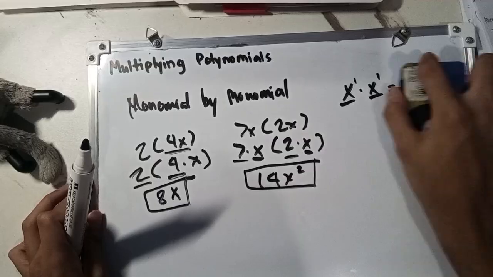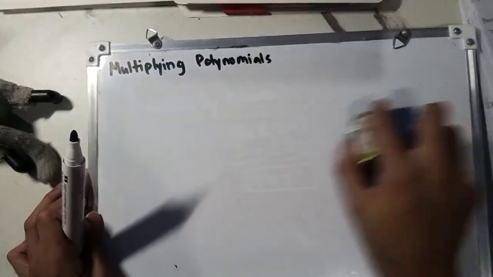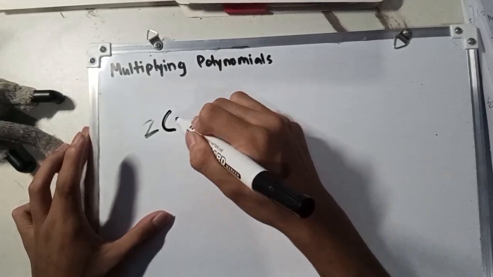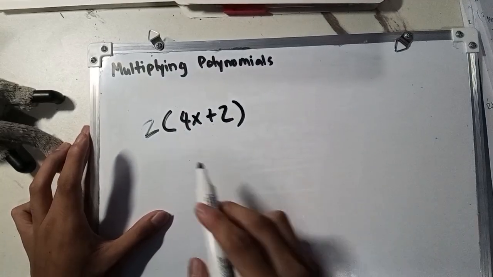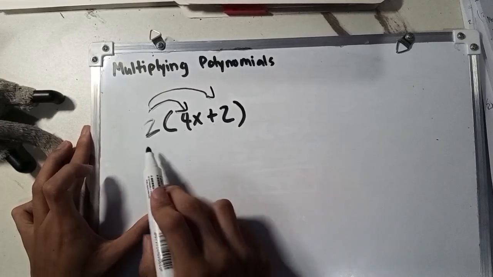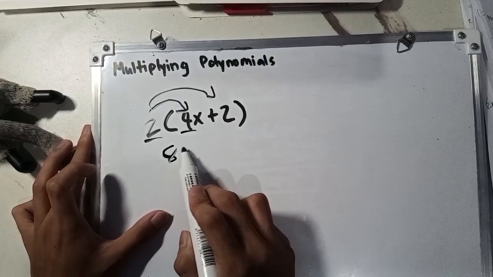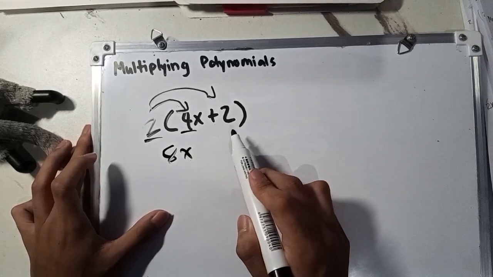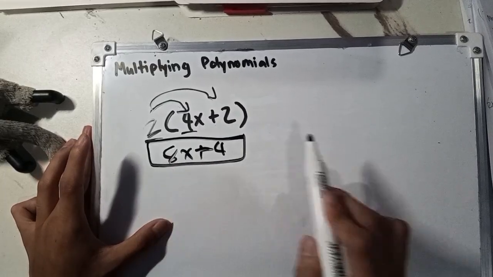Now let's move on to monomial by binomial. So let's say we have 2 times 4x plus 2. We want to distribute 2 to both terms. So 2 times 4x, again combine the numbers or coefficients, we get 8x. 2 times 2 is positive 4, so we will do 8x plus 4.